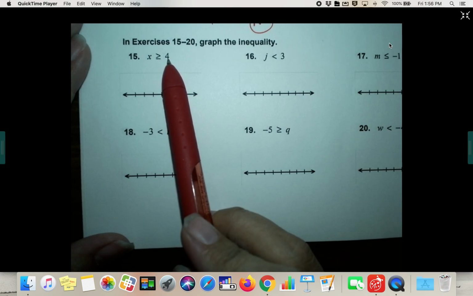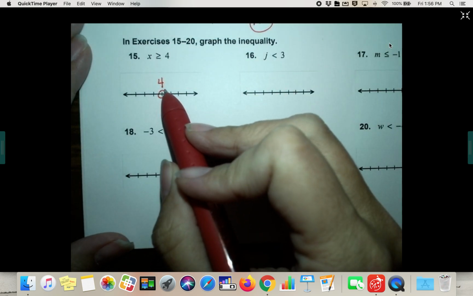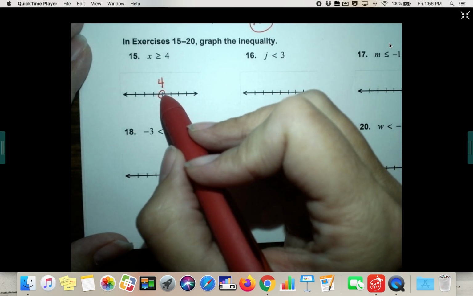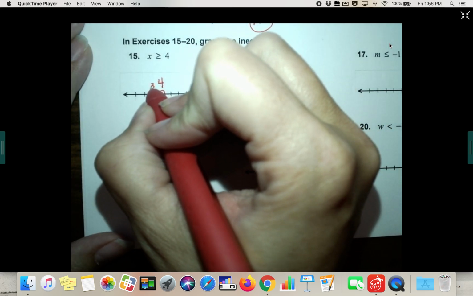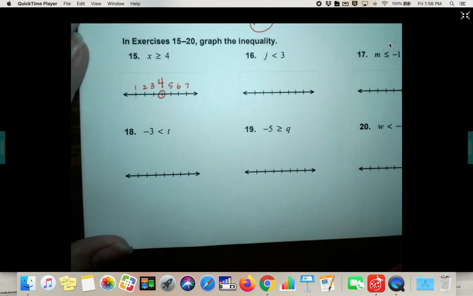So we don't know what it is, but we know that it's somewhere on our number line greater than or equal to 4. So I want to show that I have targeted 4 on my bullseye. So go ahead and put a bullseye wherever. I mean, you could have put it anywhere on the number line because you're going to number these. This would be 3, 2, 1. This would be 5, 6, 7. Doesn't matter.